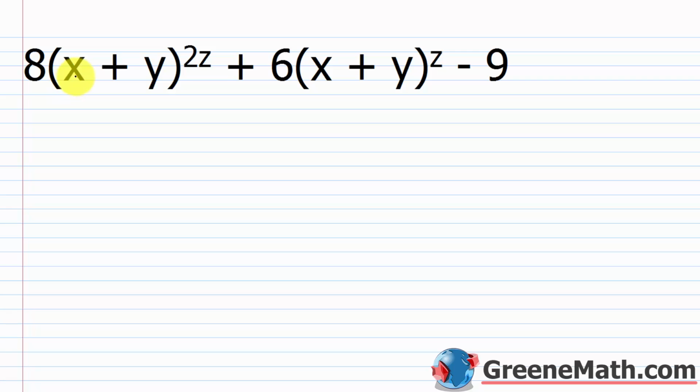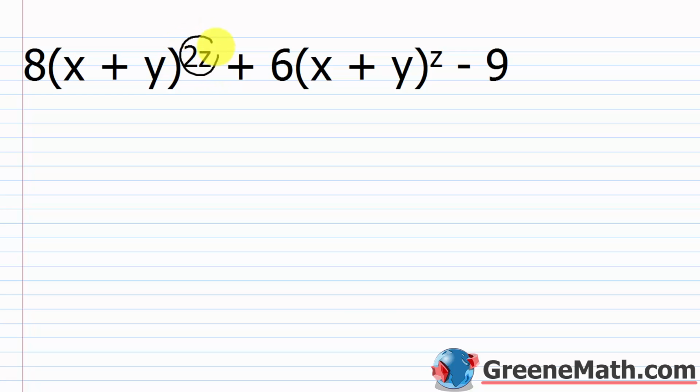All right, let's take a look at one more of these. So we have 8 times the quantity x plus y raised to the power of 2z, plus 6 times the quantity x plus y raised to the power of z, and then minus 9. So this one's slightly more challenging than the one we just saw. What makes it more challenging is you have a variable in your exponent. So this kind of trips students up just a little bit. So the idea here is still the same. We're looking for that pattern, right?